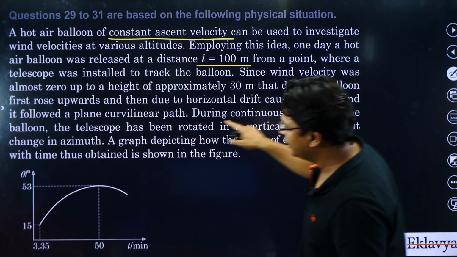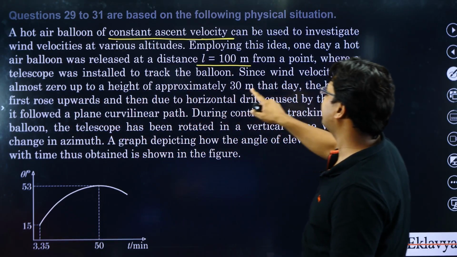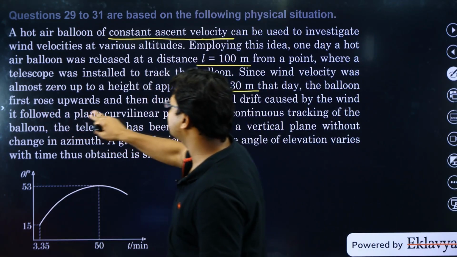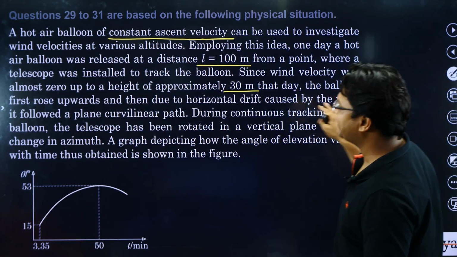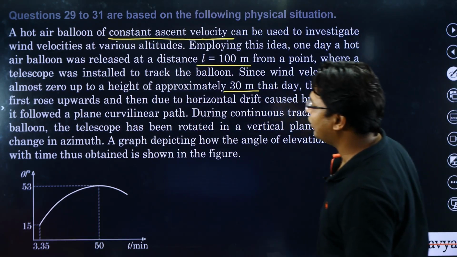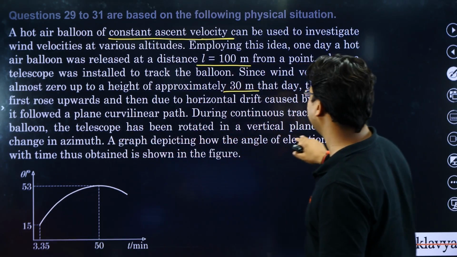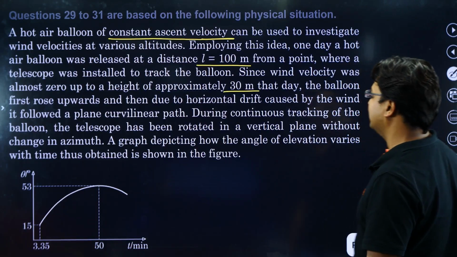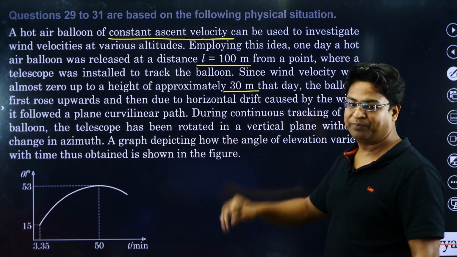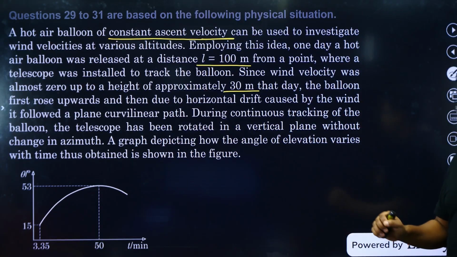Since the wind velocity was almost zero up to a height of approximately 30 meter, that day the balloon first rose upward, and then due to horizontal drift caused by the wind, it followed a plain curvilinear path. During continuous tracking of the balloon, the telescope has been rotated in a vertical plane without change in azimuth. The graph depicting how the angle of elevation varies with time is shown in the figure. Alright guys, so we have read the question. I hope you also have read the question.